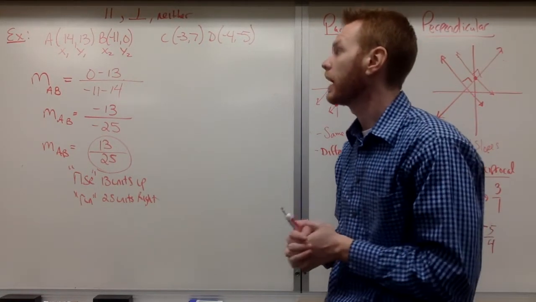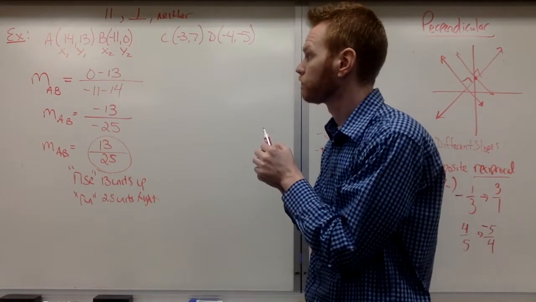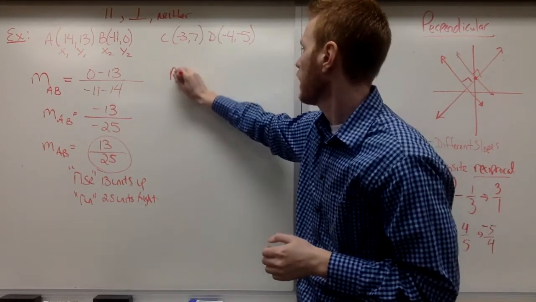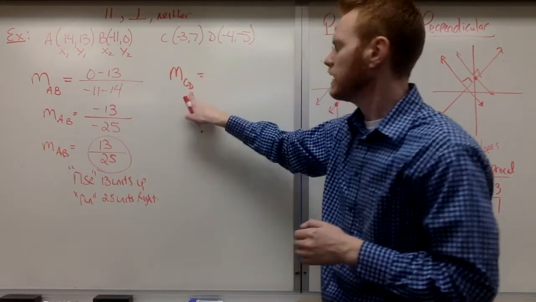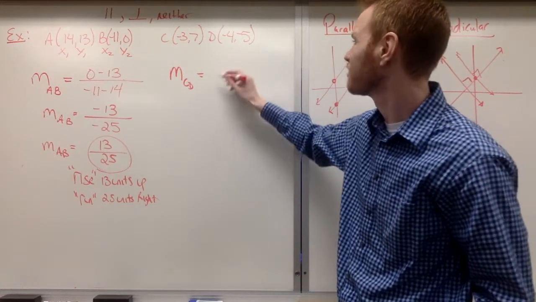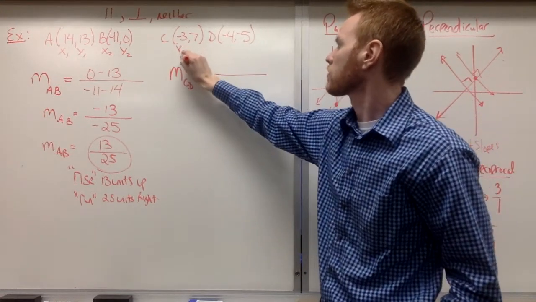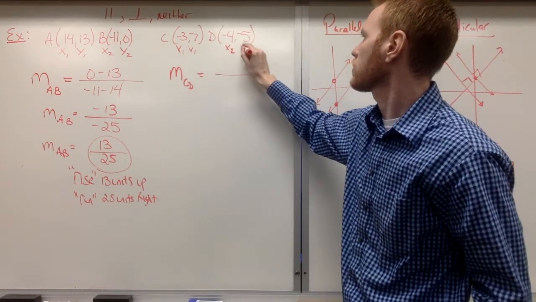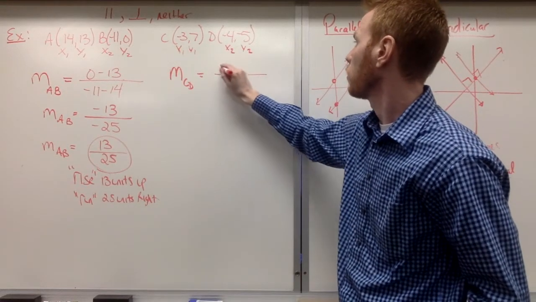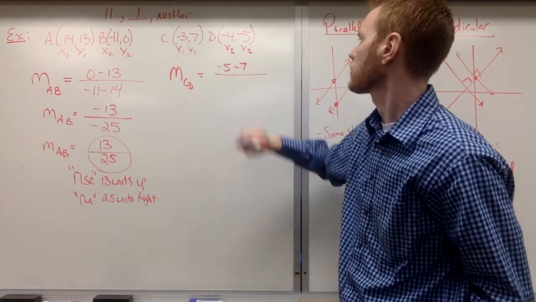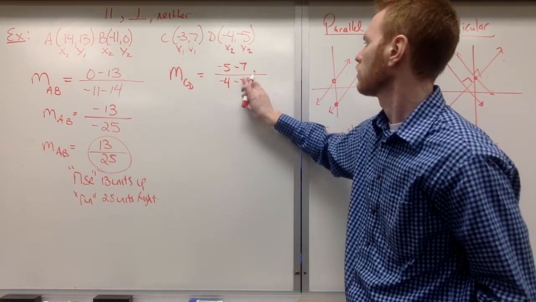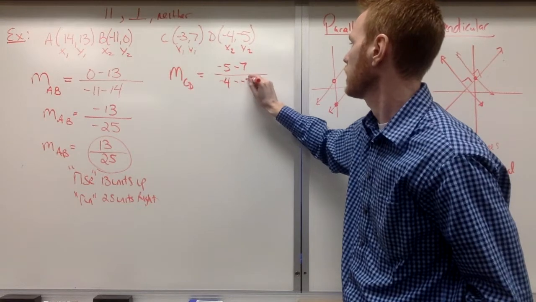Okay. Now, we have this in place. Let's go ahead and find the slope for CD. So M for slope, I'll put CD as a subscript, just so I know that that's what we're looking for. It's this line. I'm going to label my points. There's the first set of coordinates. Here are the second. Okay. In the numerator, I'm going to subtract the y's. Negative 5 minus 7. And the denominator, I'm going to subtract the x's. Negative 4, minus a negative 3.